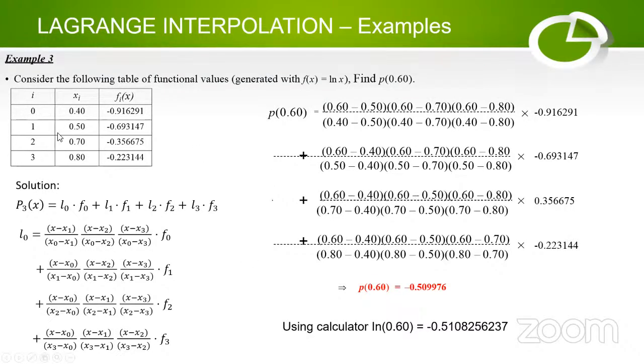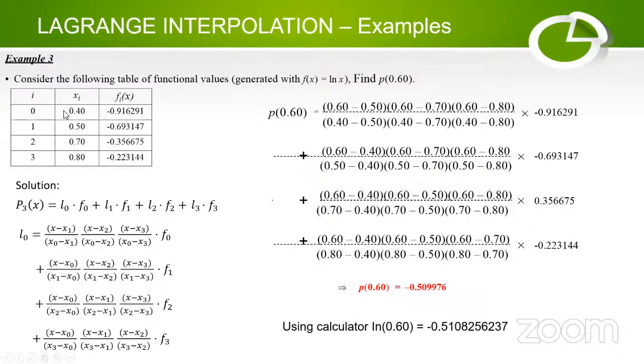This table is actually a table of functional values generated for which f of x is equal to the natural log of x. If we press our calculator, the natural log of 0.4 is minus 0.196291. The same thing for 0.5, the natural log of 0.5. These are already computed values.